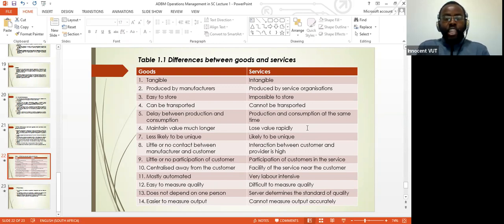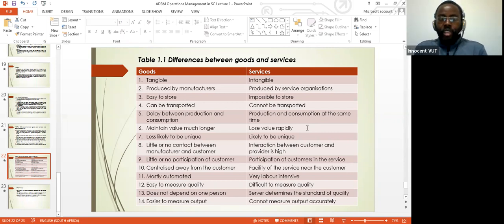Number 9, little or no participation of the customer under goods, but there is participation of customers in the service. Number 10, goods are centralized away from the customer. And then for services, the facility of the service is near the customer. Goods are mostly automated when they are being manufactured. And then services are very labor intensive when being produced.